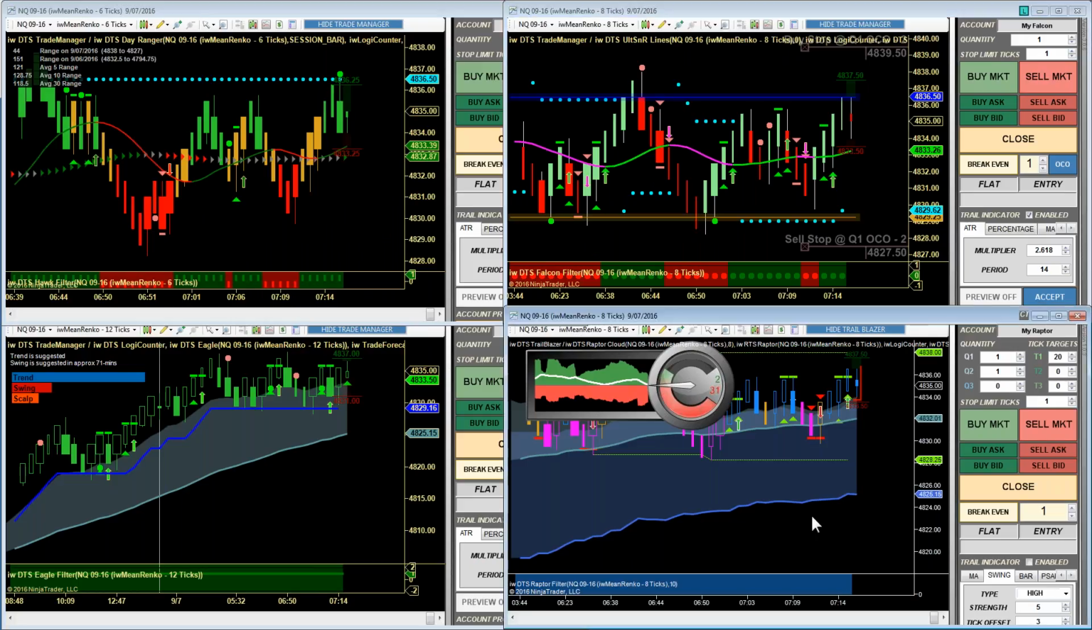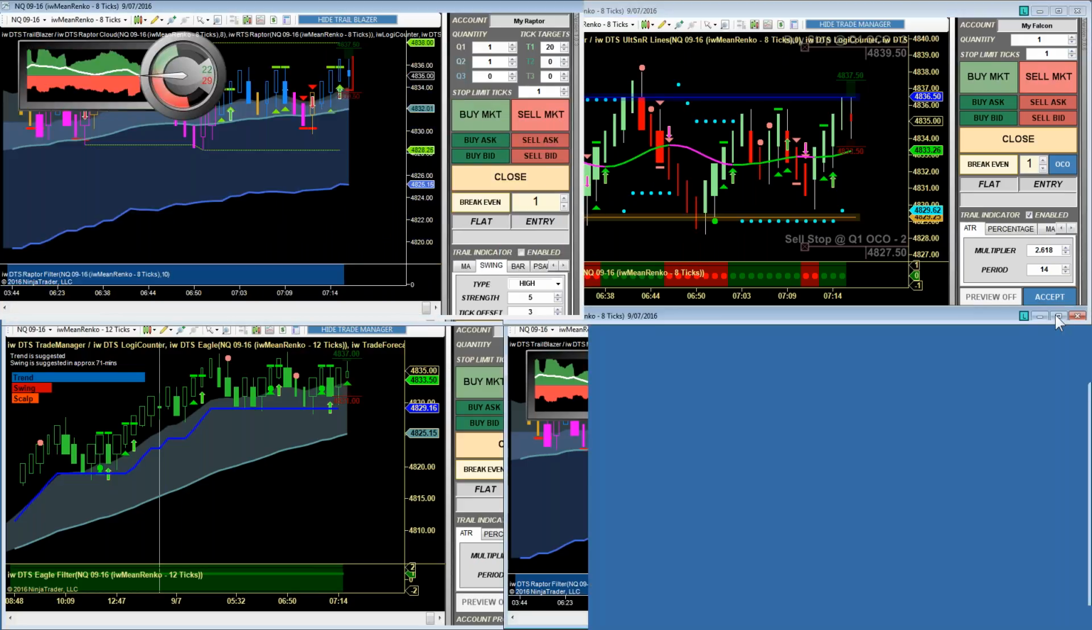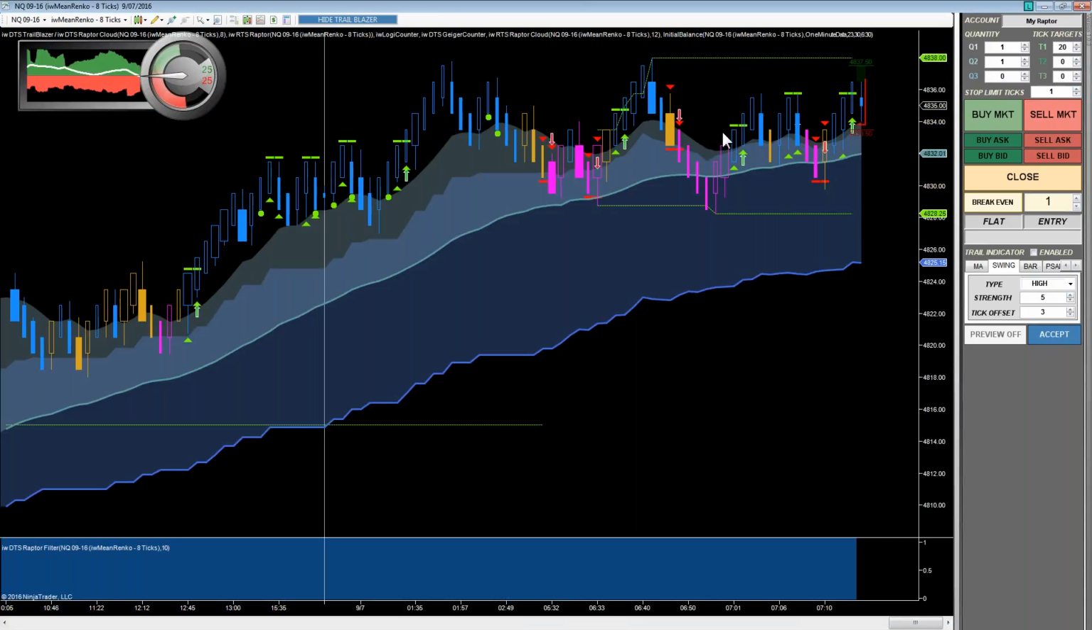I think we did get a double pullback signal here on the Raptor. Yeah, 1, 2, there's a double pullback. We also got a soft edge sell signal here on the Raptor, but just given the sideways nature of the market, sometimes you've got to do more than concentrate on the last 3 or 4 bars. You've got to actually look at the whole chart and look at the context.